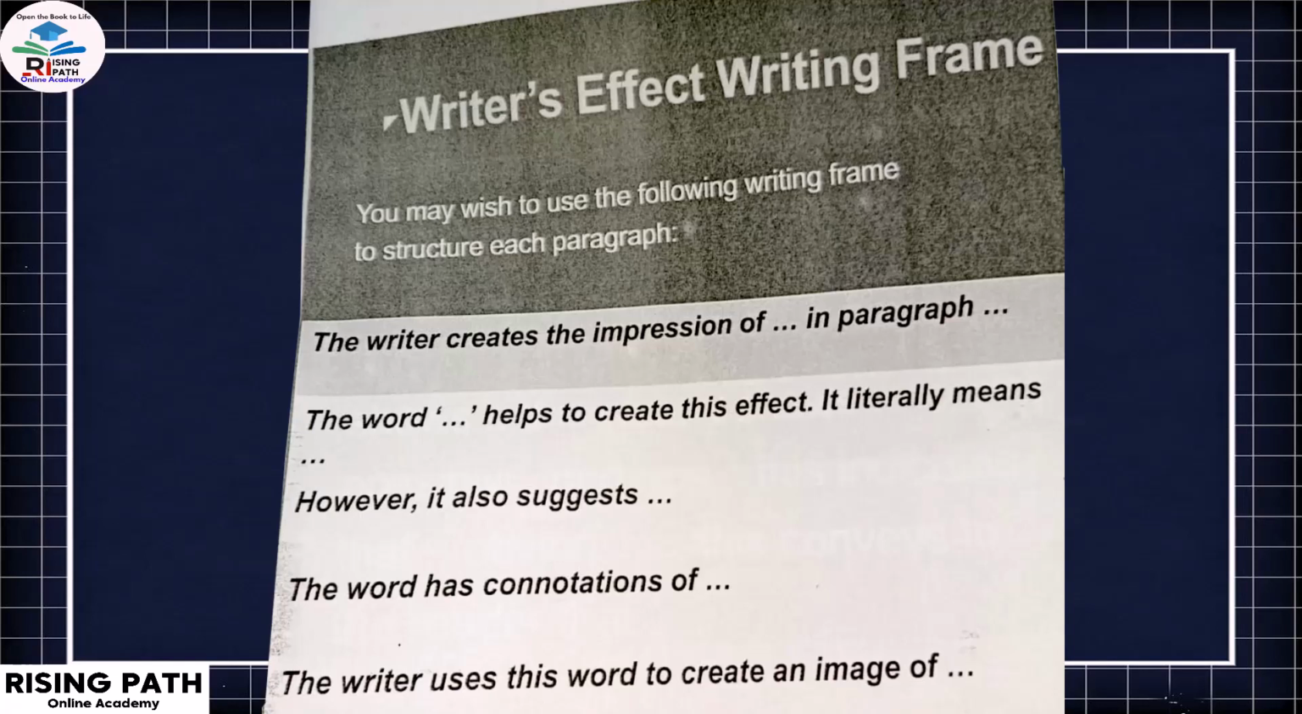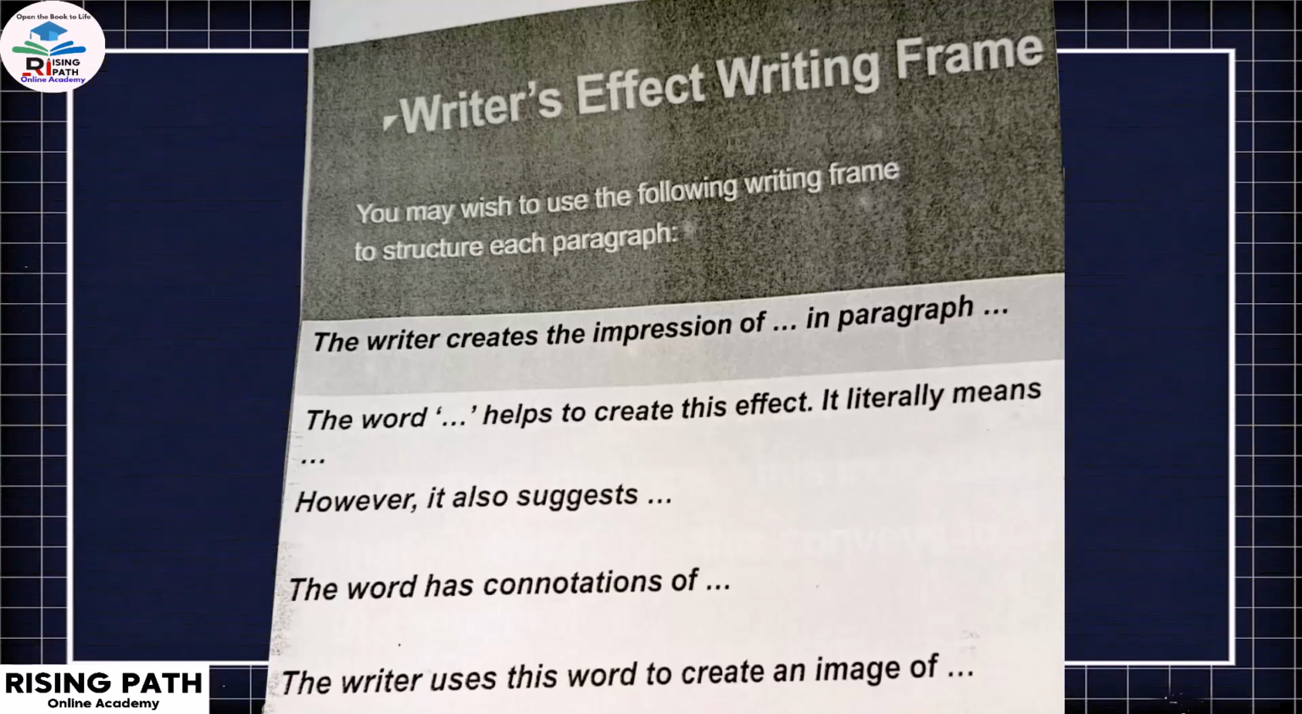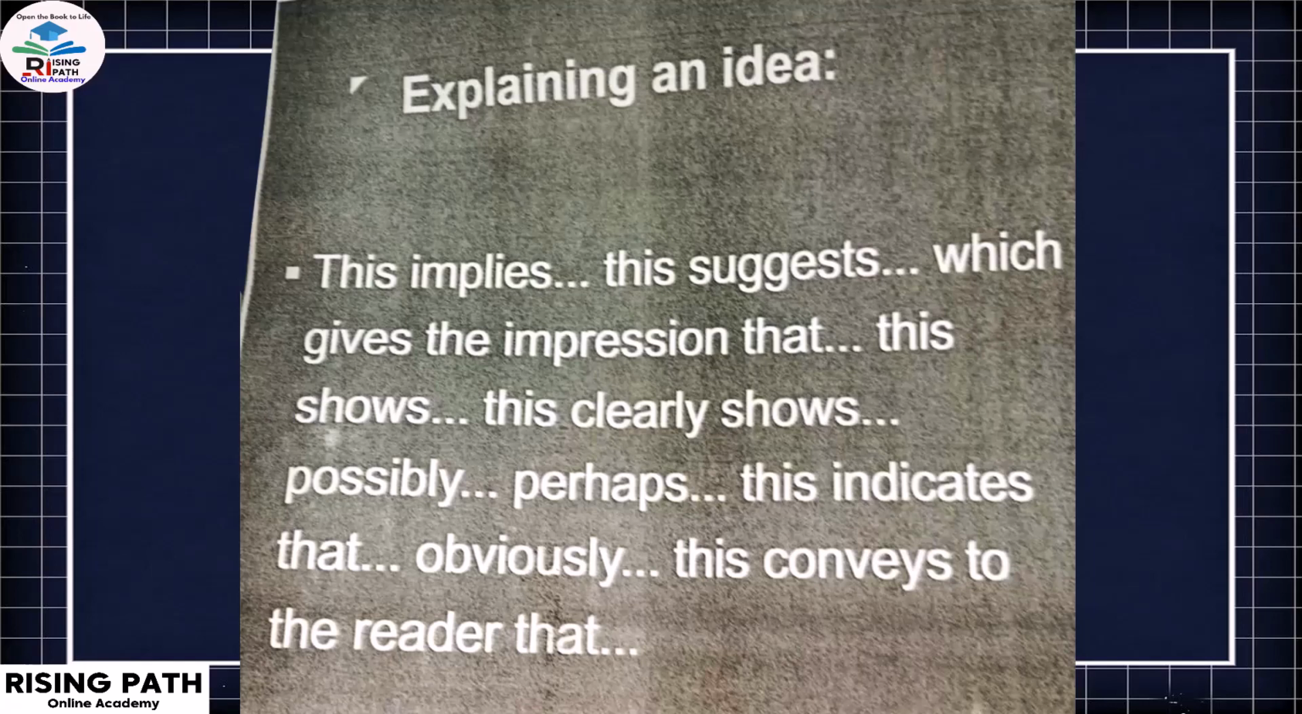The writer creates the impression of the word. If it is a word, the word dash helps to create this effect. It literally means, however, it also suggests. Maybe there are two impressions that you are going to give according to the question. So you are going to write like this: the word has connotations of, the writer uses this word to create an image of. Explaining an idea.